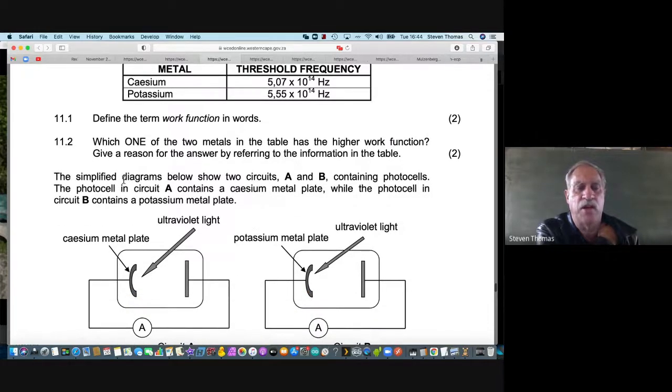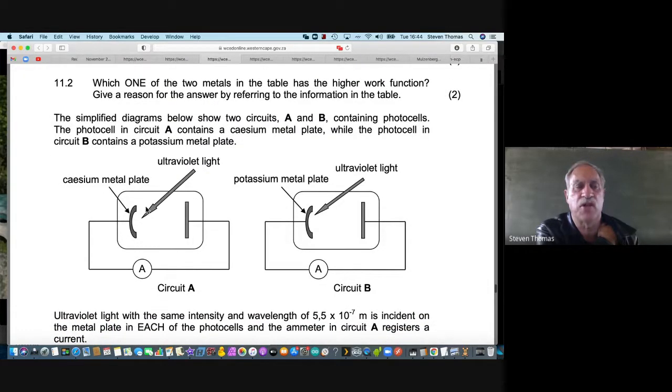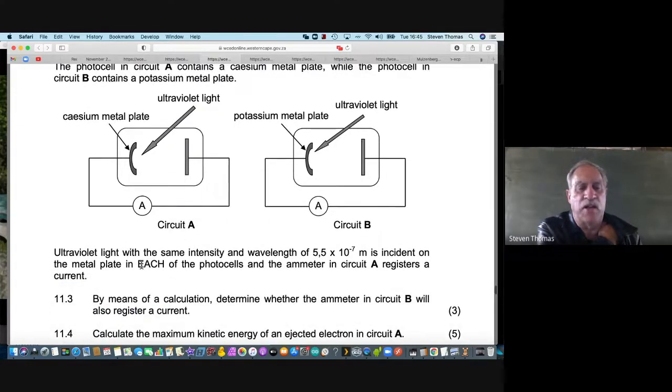Now, a simplified diagram below shows two circuits A and B containing photocells. Photocell A contains cesium. Remember, that's easier to knock electrons off. And then potassium, it's harder to knock electrons. Both of them have ultraviolet light striking them. And then it says ultraviolet light with the same intensity and wavelength. There they give the wavelength.